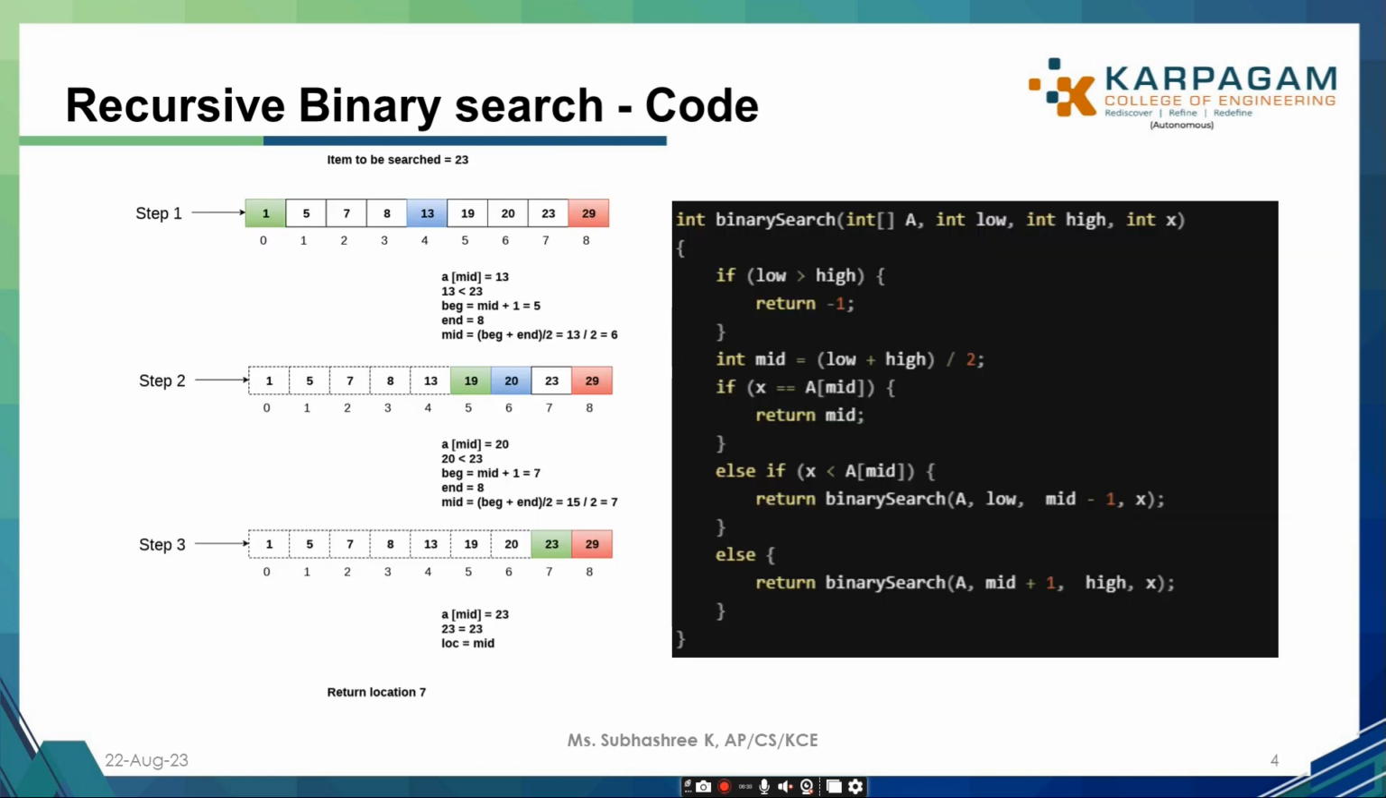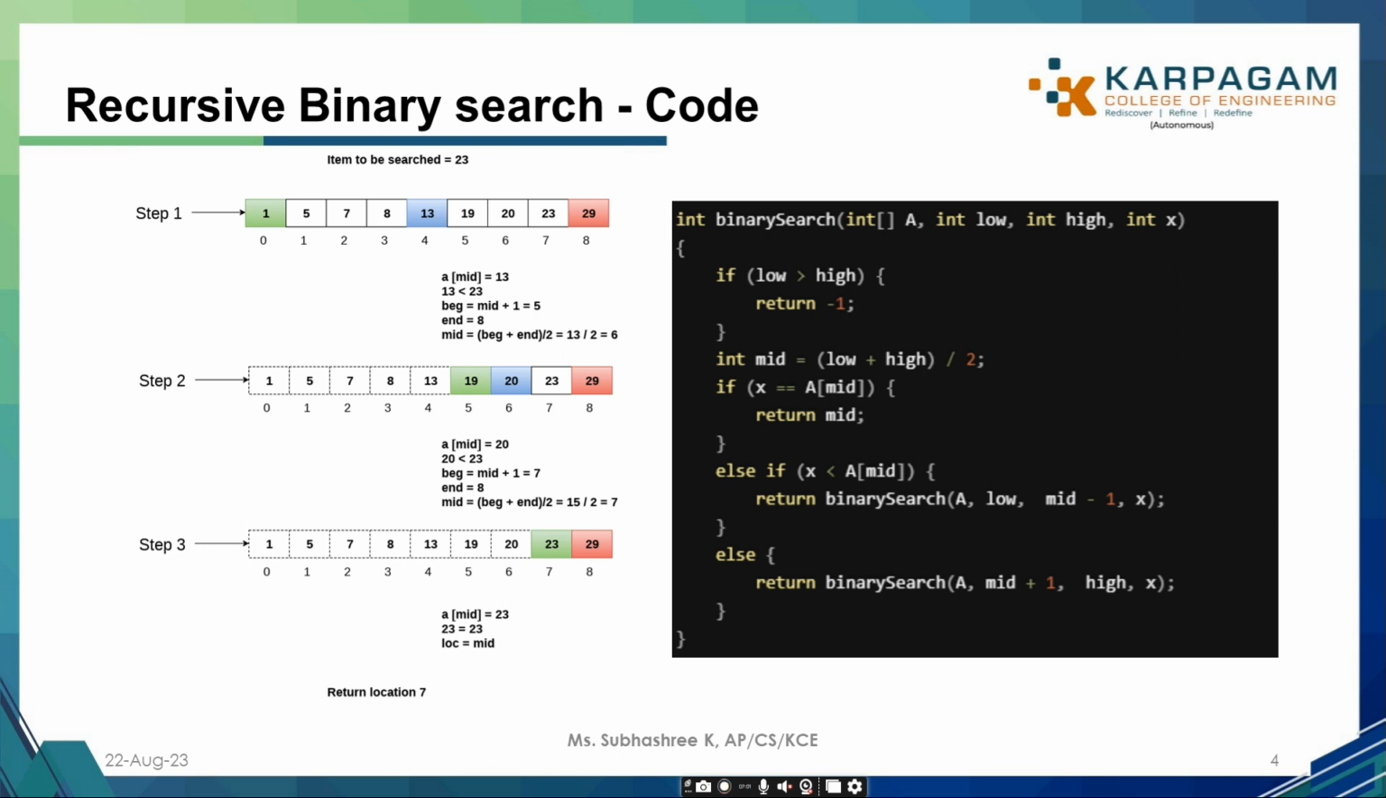So here is the code. Starting with the first parameter, array A, and then low index will be 0 and high index will be 8 with the very first iteration to be passed. Here is the recursive code and the target value is x to be found. As I said before, if low is less than or equal to high, that is, if the array contains at least one element, then I have to check whether the target value is equal to the element in the array.